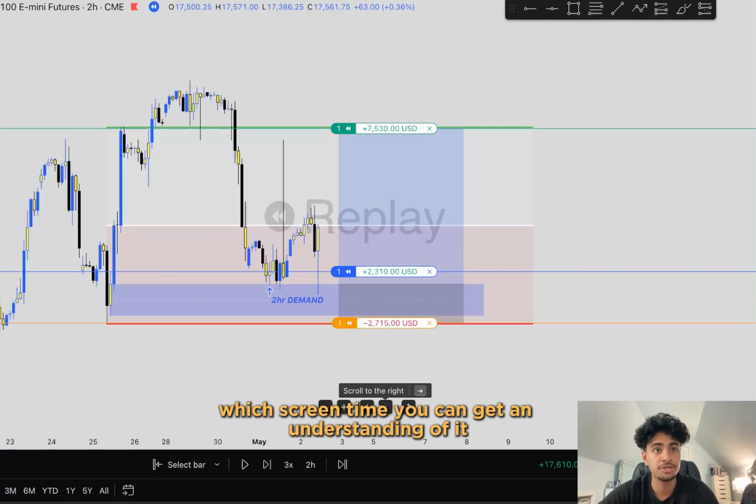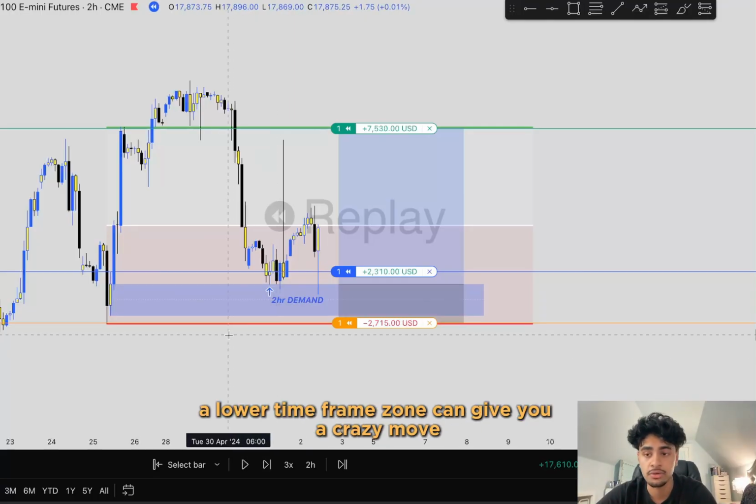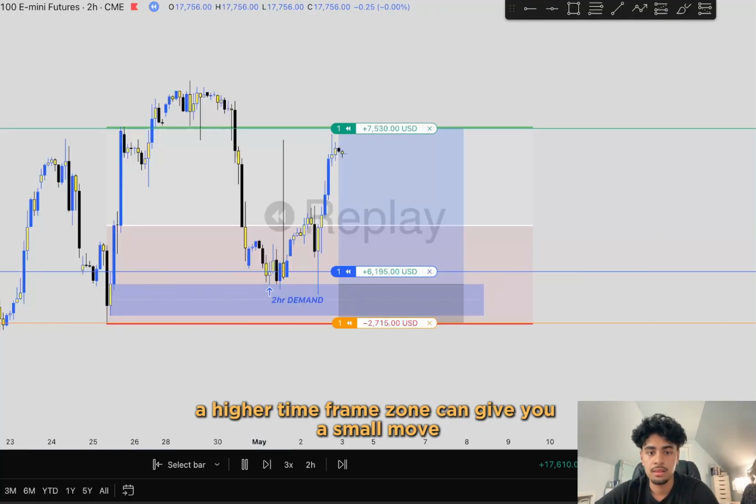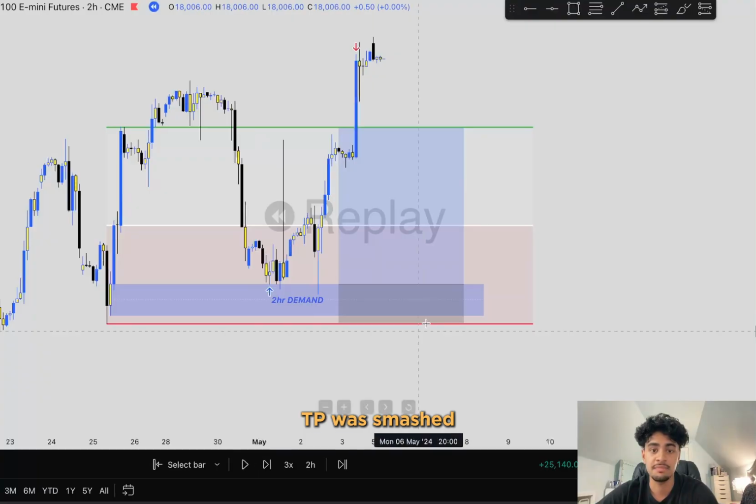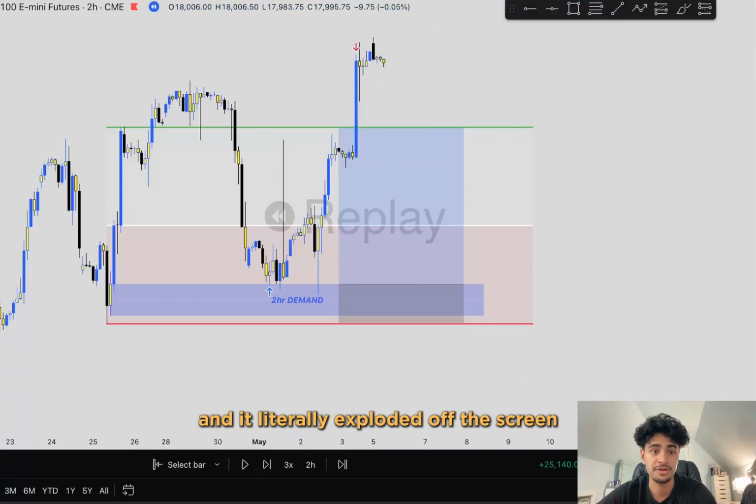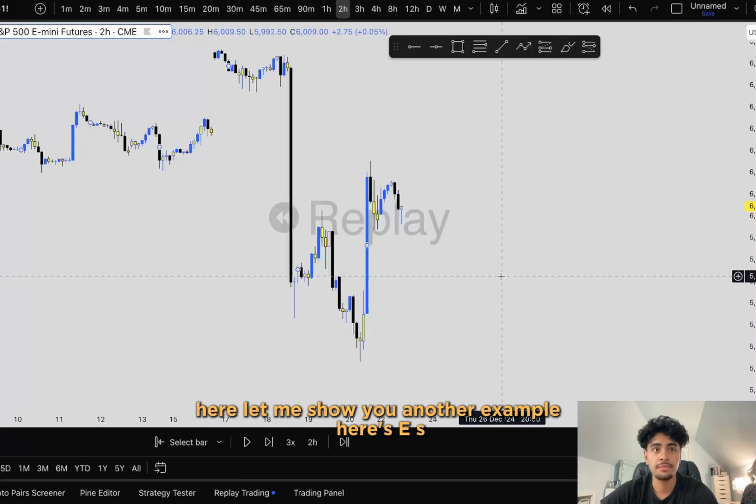With screen time, you can get an understanding of it, but sometimes a lower time frame zone can give you a crazy move. Sometimes a higher time frame zone can give you a small move. But yeah, boom, as you can see, TP was smashed and it literally exploded off the screen. Here, let me show you another example.